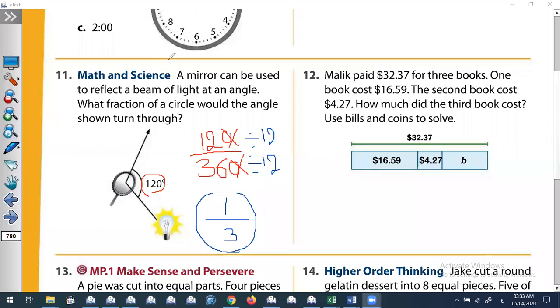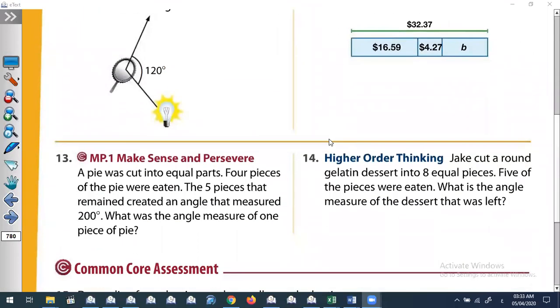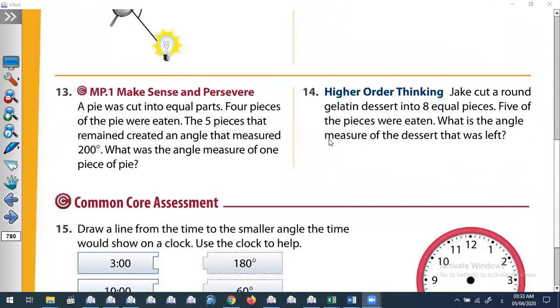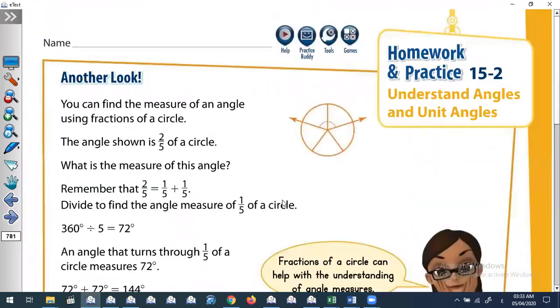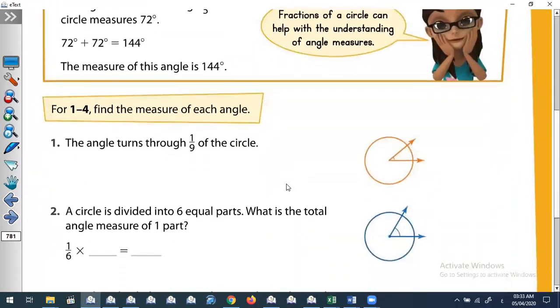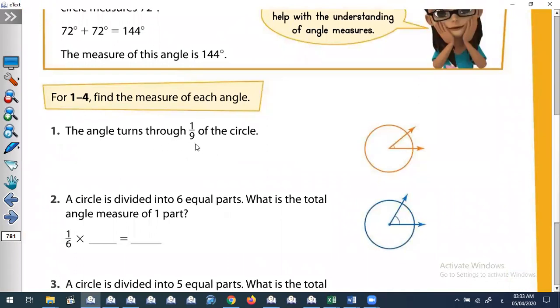Another exercise. Here, the angle turns through 1/9 of a circle. So step number 1, we need to divide 360 by 9. 360 over 9. Can we divide 3 by 9? No, because 3 is smaller than 9.